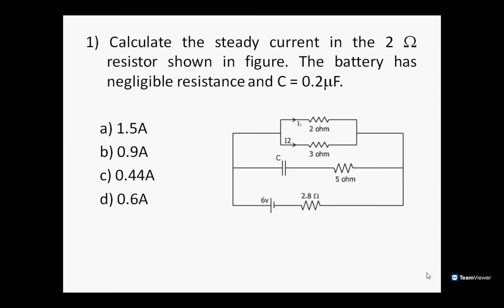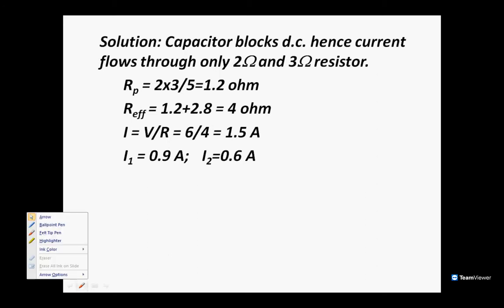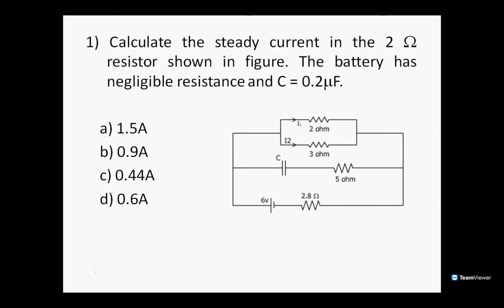Calculate the steady current in the 2 ohm resistor shown in the figure here. He is asking the current in the what? 2 ohm resistor, that is the 2 ohm resistor. The battery has negligible resistance and C equals 0.2 microfarad.